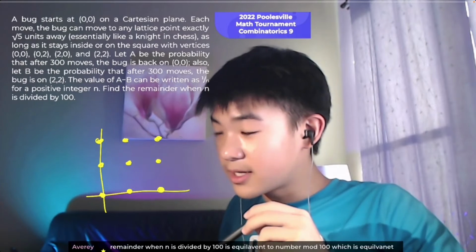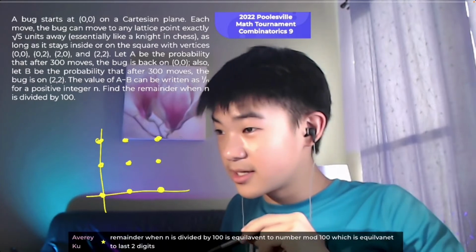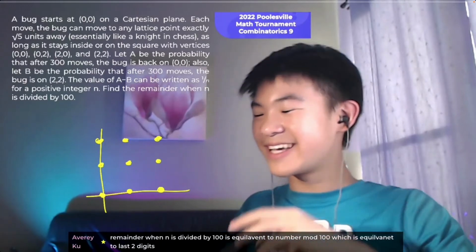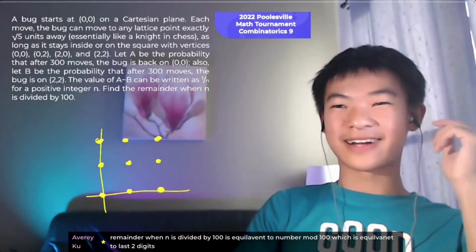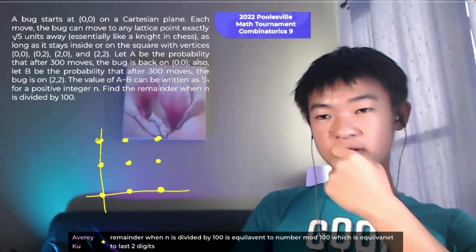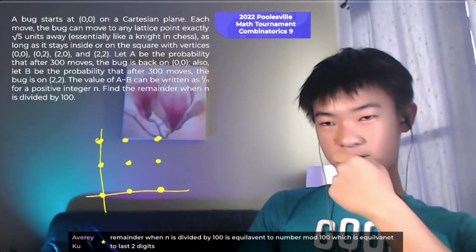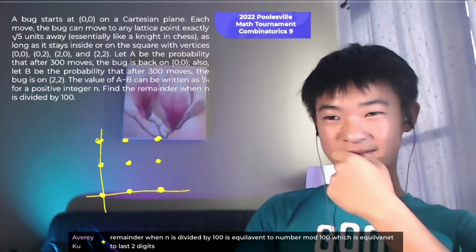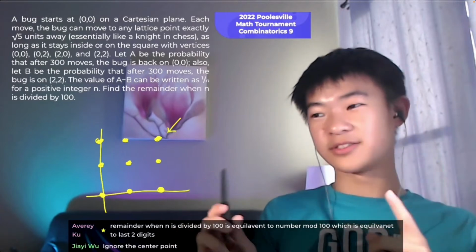The remainder when n is divided by 100 is equivalent to the number mod 100, which is equivalent to the last 2 digits. Yeah, exactly. That's absolutely correct. And then let's see. First of all, is it possible to land on the square 2, 2 after 300 moves?